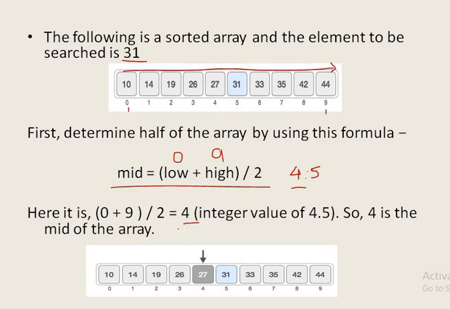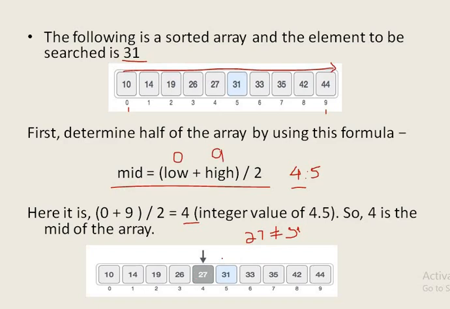Now the element at the fourth position is compared with the element that is to be searched. Here we are searching for 31, and the element at the fourth position is 27. So 27 is compared with 31, that is, whether 27 is equal to 31 or not. We can see that 27 is not equal to 31.